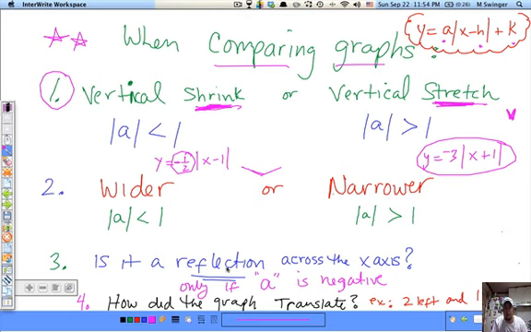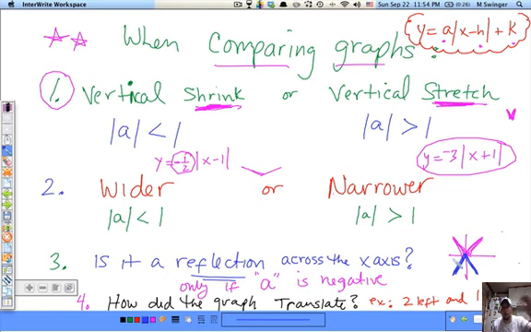Alright? Now, is it a reflection across the x-axis? That's another thing. 1, is it a shrink or stretch? 2, is it wider or narrower? Number 3, you'll say, yes, it's a reflection over the x-axis. Or you would say, no, it's not a reflection. Or just leave it blank. But you'd have to say if it was. How do you know if it's a reflection? Remember how the parent was? The parent looked something like this, right? What is a reflection? A mirror does what? It reflects it the other way. Okay? So it flipped down.